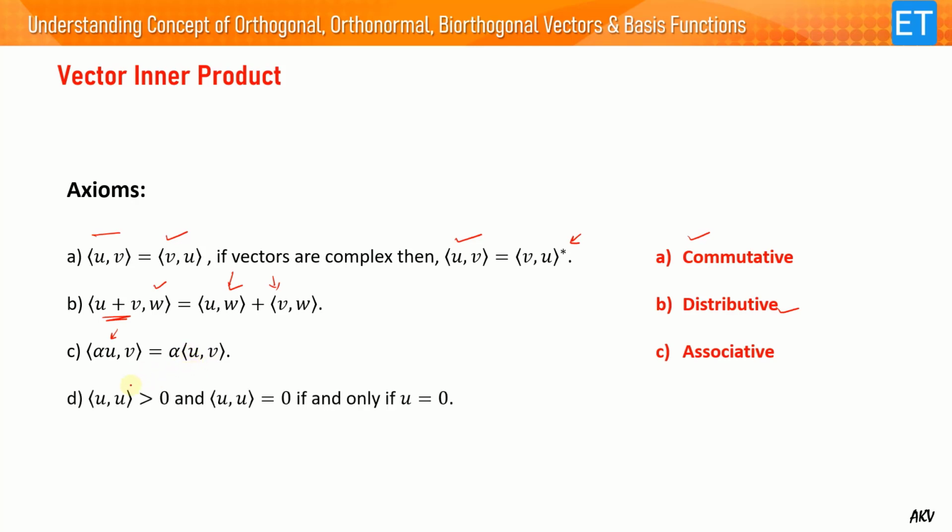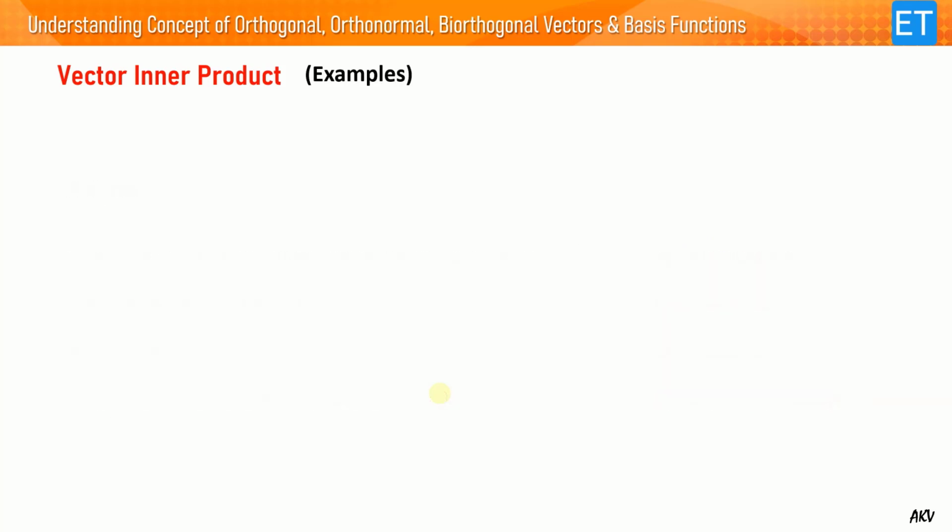And the last one is that when you do the self inner product, I mean u having inner product with itself, then obviously it will have some non-zero value. But the inner product of u with itself being equal to 0 is only possible when u itself is 0, otherwise it is not possible. So these are a few properties of the inner product. Now let's see some examples so we can understand this concept better. Just consider these two vectors u and v in a three-dimensional space.